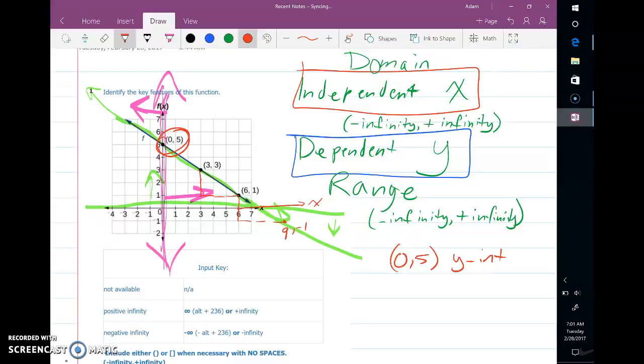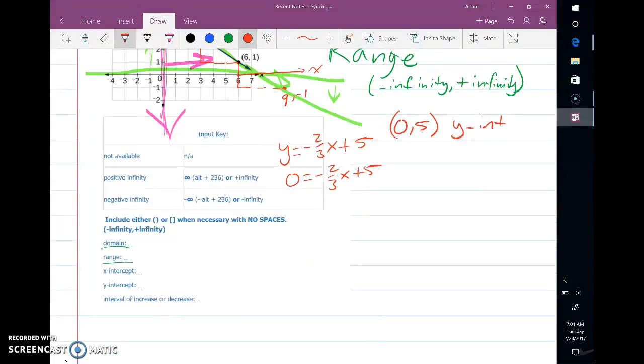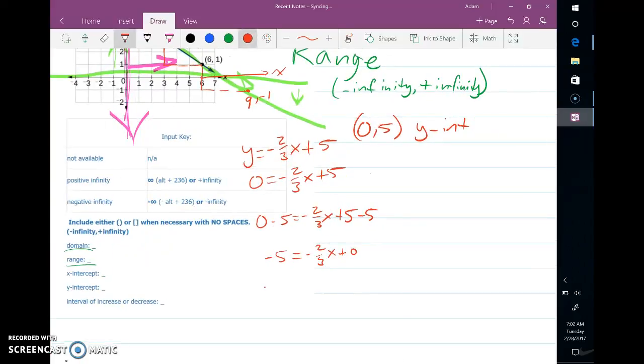And so to help me with that, what I'll do is I'll build a function rule. And I will say, well, I know that y is equal to negative 2/3 x plus 5. And I want my y value to be 0. So 0 equals negative 2/3 x plus 5. And then I can use properties of equality to help me solve this. So I'll use the subtraction property of equality, and I'll subtract 5 from each side. Then I'll have negative 5, simplifying now, equals negative 2/3 x plus 0, because that's an additive identity. I do not need it. So I have negative 5 equals negative 2/3 x.